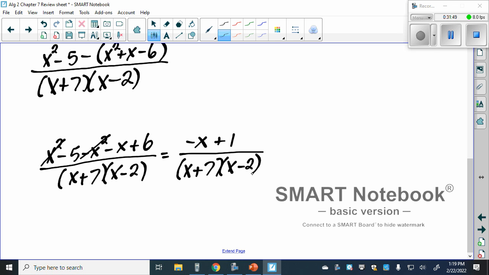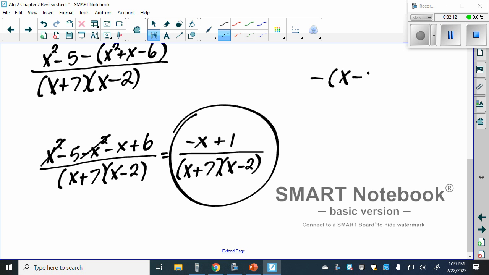So we do have the negative x plus 1 in the numerator. We can factor that negative out, which would just leave us with x minus 1. Well, do we have an x minus 1 in the denominator? Well, no, we have an x plus 7 and x minus 2, yes? Well, that won't simplify. So really, that's it. Because we could have factored it out, which would have just told us we have negative x minus 1 over 7 times x minus 2. Well, nothing simplifies, so we can leave it as is.